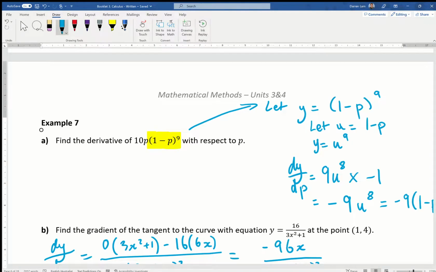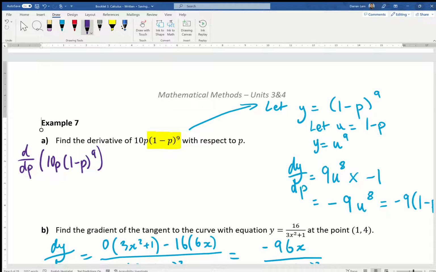Now, if we go back to our original question, we're going to combine the rules now. Back to our original question, we have 10p multiplied by (1 minus p) to the power of 9. Of course, because we're multiplying, if I want to find the derivative of the whole thing, I would use the product rule. So I'm going to write out d/dp, deriving the function in terms of p of 10p(1 minus p) to the power of 9. Are we all okay with this notation? You'll see this come up quite often.